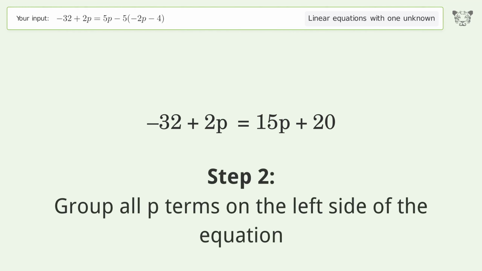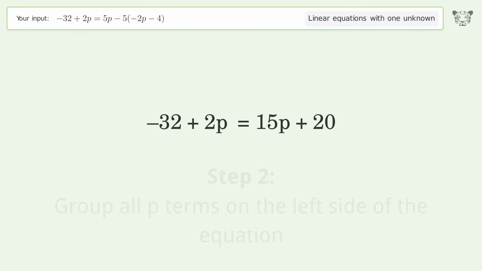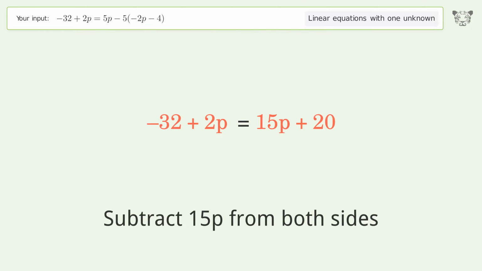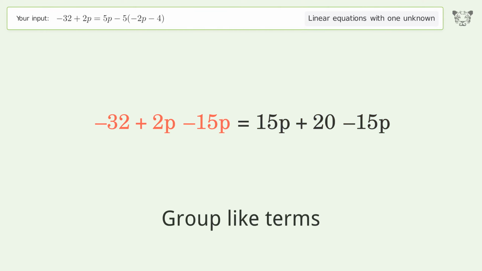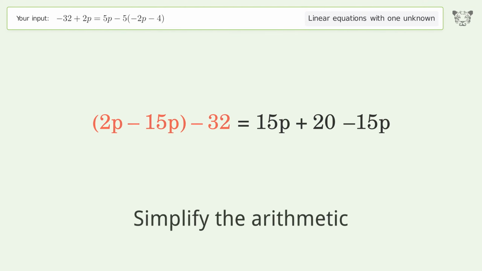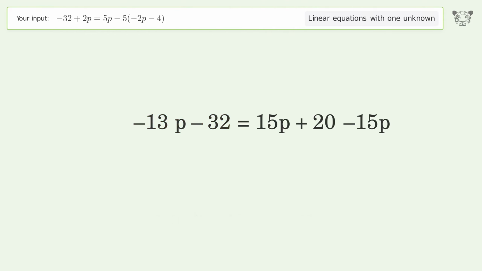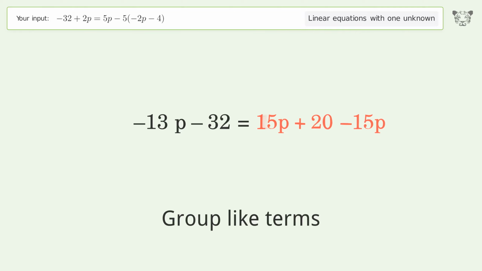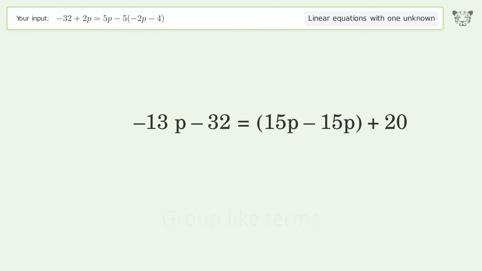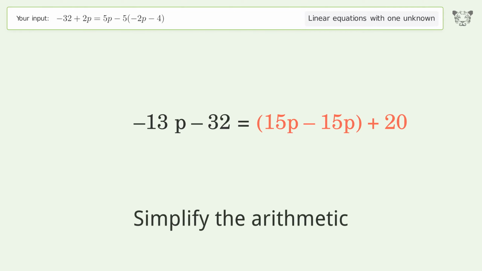Group all p terms on the left side of the equation. Subtract 15p from both sides. Group like terms. Simplify the arithmetic. Group like terms. Simplify the arithmetic.